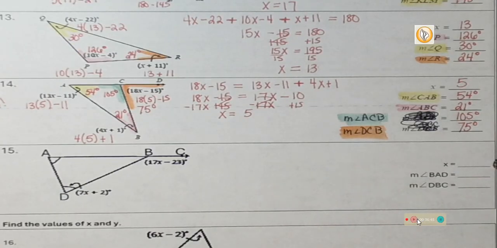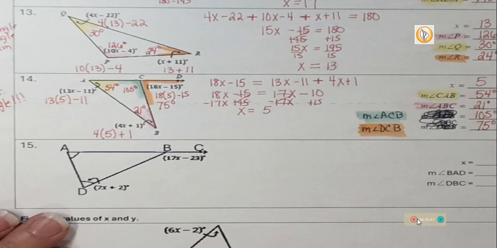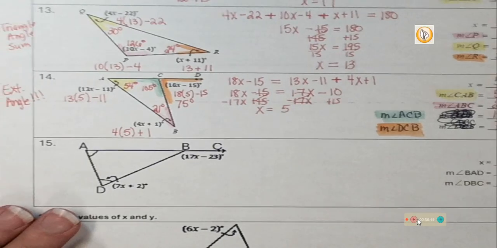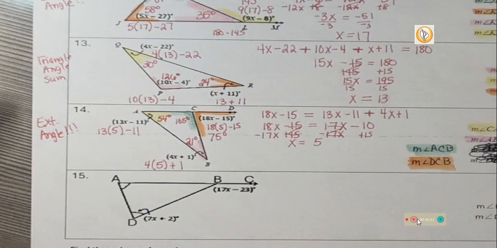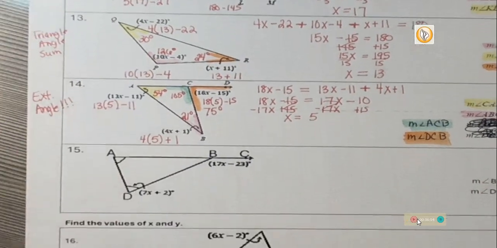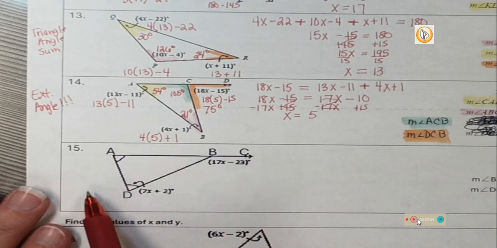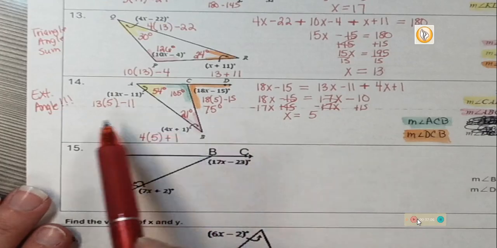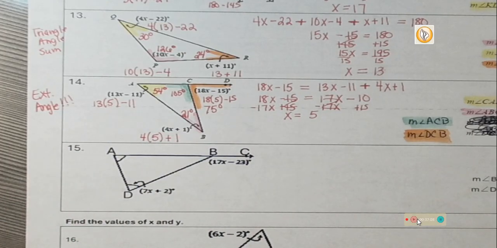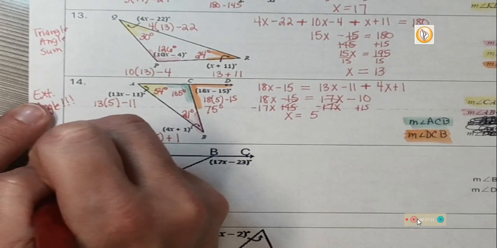Now that I got my brain working again, let's try 15. Before I try to figure anything out, remember what I told you? I told you to look to see if you have the measure of an exterior angle. If you have an exterior angle, then you're going to use the exterior angle theorem. Look at that figure in number 15. Do you have an exterior angle? Do you have an angle that's on the outside of your triangle? You do. So immediately, exterior angle.